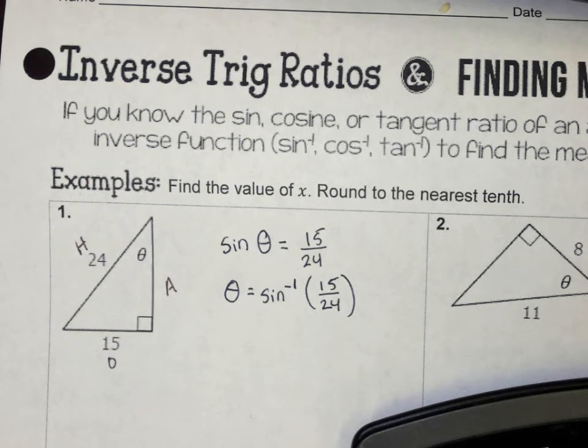He decided that we should use the sine trig function, so we wrote sine of theta, because we're missing our angle, equals 15 over 24. And then, since this is inverse trig for finding angles, we rewrote this as theta equals sine inverse, parentheses 15 over 24. Now we're ready to put this in the calculator.